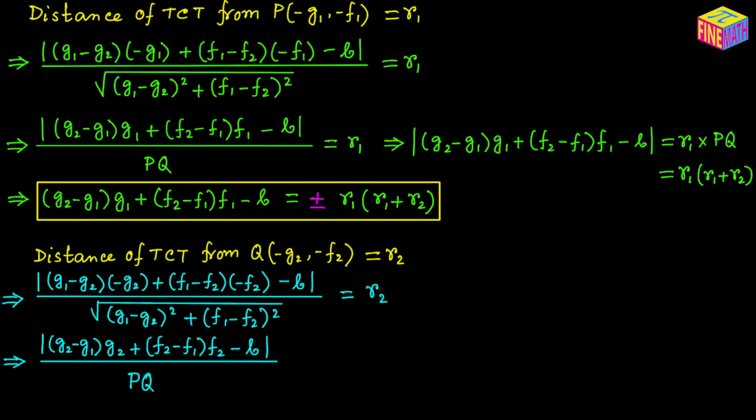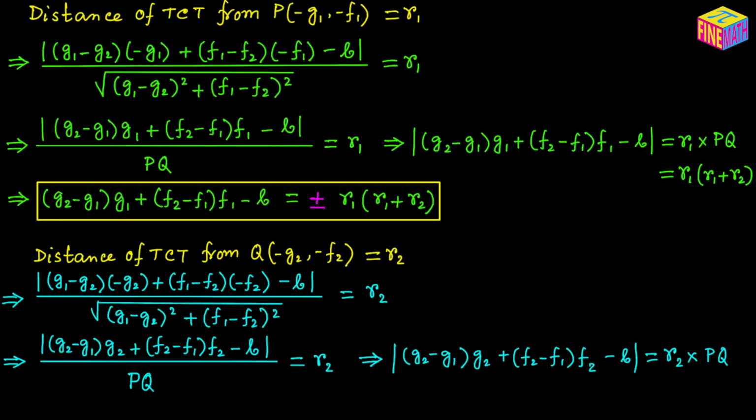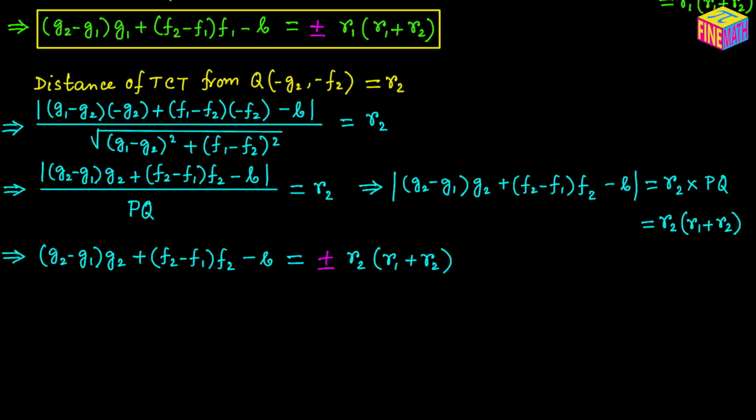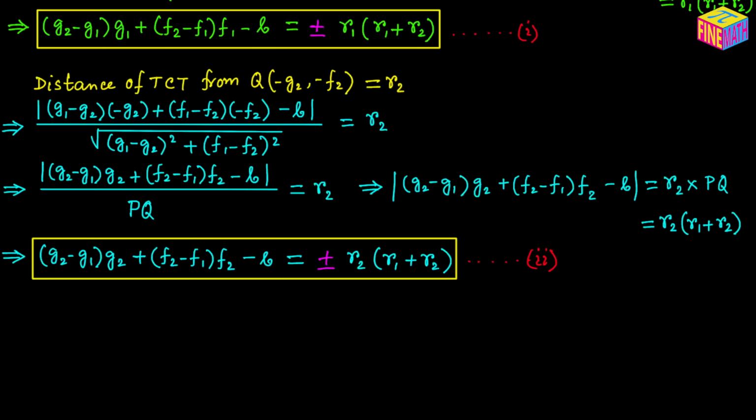And here again, in place of the denominator, we can write PQ because that is the length of PQ using the distance formula. So this equation is going to look like this, and if we rewrite, our equation is going to look like this, and the right hand side can also be written as r sub 2 times (r sub 1 plus r sub 2). And if we get rid of the absolute value sign, we can rewrite the equation like this. And I'm going to denote these two equations as equation number 1 and equation number 2.